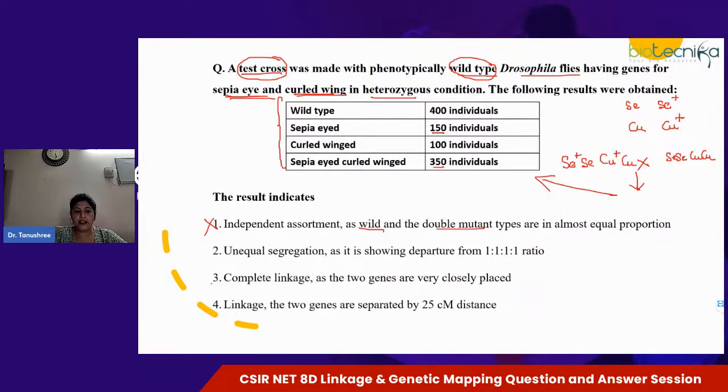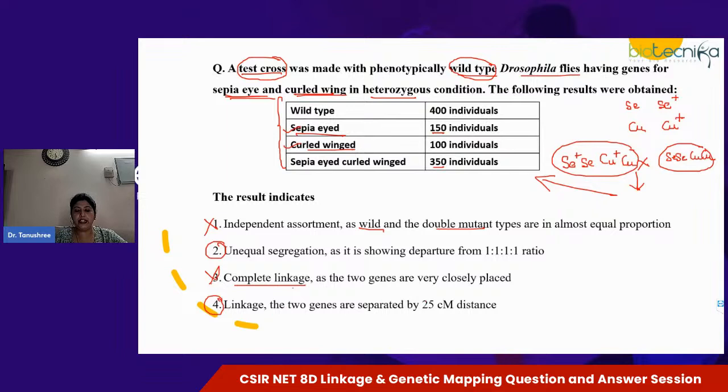Then if you look at the third statement, complete linkage. If there would have been complete linkage, we would not have got the combinations of sepia and curled wings separately. Our parents are wild type and double homozygous recessive, that is sepia and curled wing. So how come we are getting sepia and curled wings as separate individuals also? So this is also not a case of complete linkage. Now you are left with second and fourth.